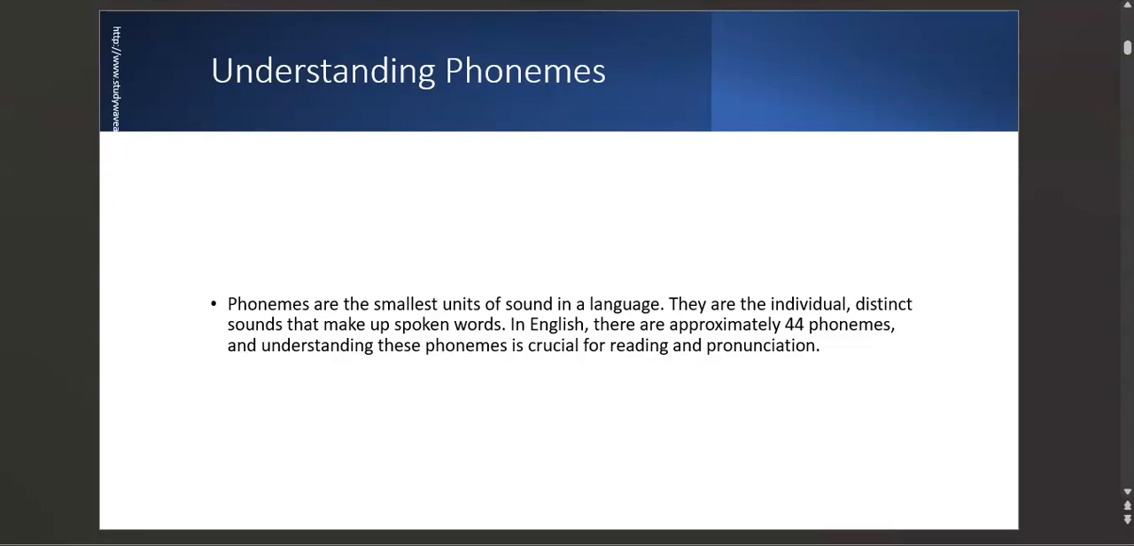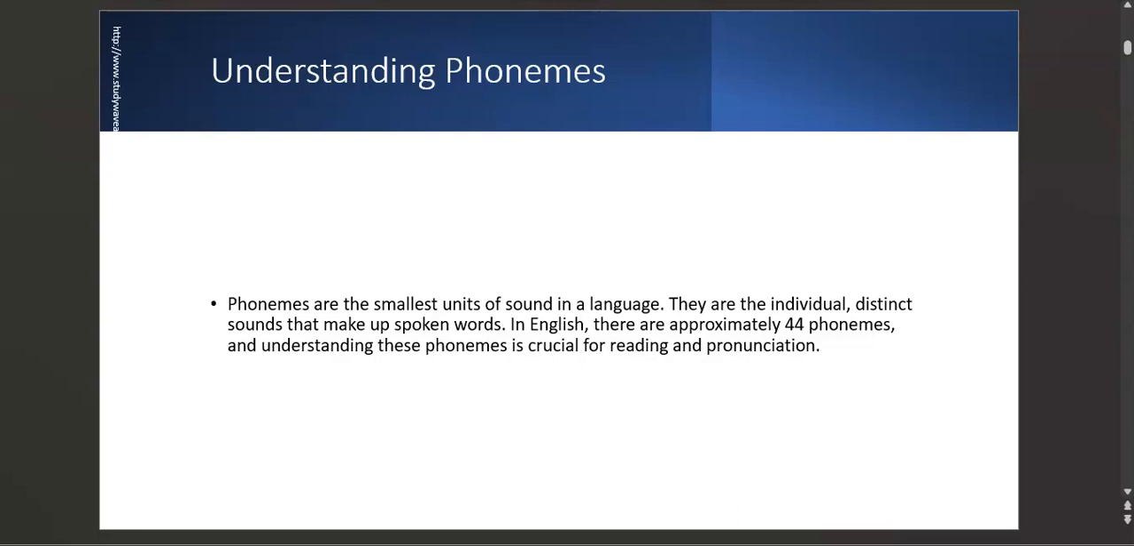So phonemes are the smallest unit of sound in a language. They are individual, distinct sounds that make up a spoken word. When you speak the word bag, or maybe mat, cat, pat, this is a word, yes, but there are sounds attached to it. This word is made up of sounds, and these sounds are what make us able to speak. Phonemes are just these sounds, the smallest unit of the spoken language.